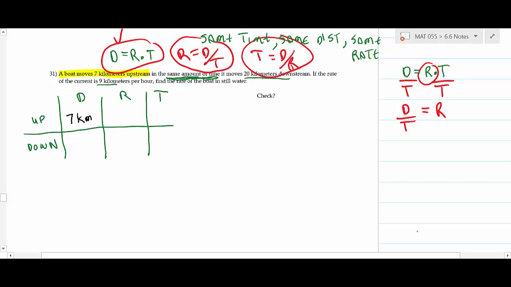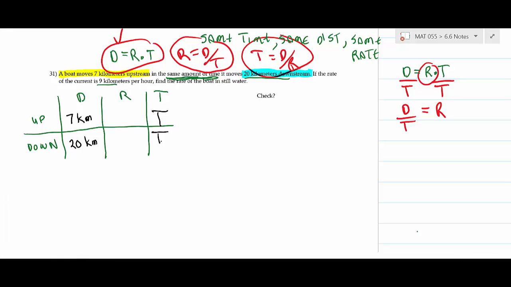Okay, then it says it's moving 20 kilometers downstream. So that's a distance, so we have that. So the distances are different, but it does say the times are the same. We don't know the times. It doesn't tell you what the times are, but since they're the same, that allows us to use the same variable. Okay, T and T, they're both the same.